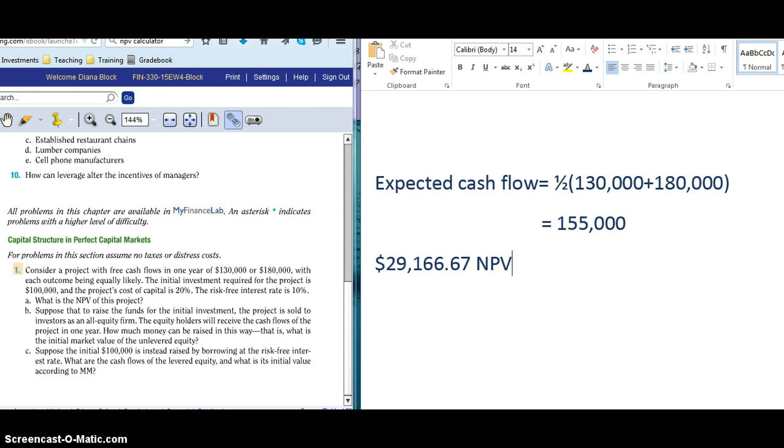Part B says we need to raise funds for this initial project, and the project is sold to investors in an all-equity fund, so the equity shareholders are going to receive cash flows. How much money can we raise in this way? What's the initial market value of the unlevered equity?